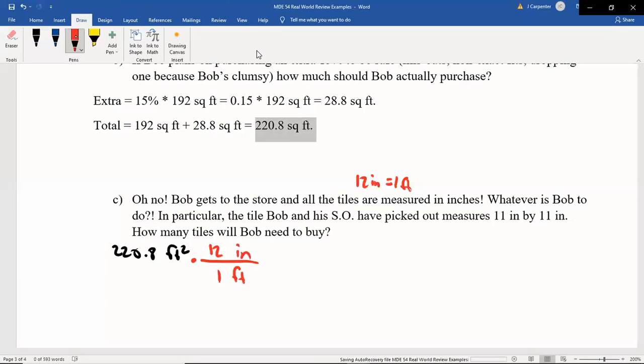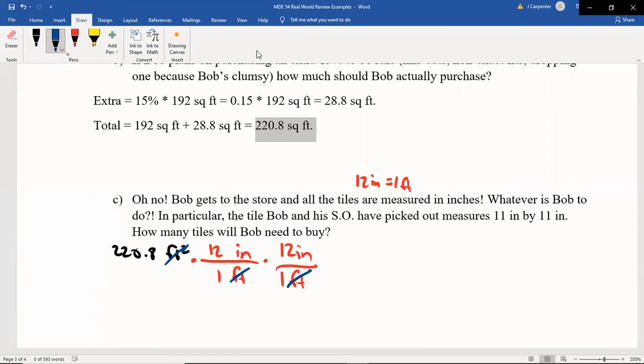So if you do the math here, you multiply the 220.8 by 12, you'll get a number, but it's not going to be good enough because feet squared is not going to cancel feet. Feet is only going to cancel with one of the feet squared. So we have to do that multiplier twice. We have to multiply by 12 inches over 1 foot. Again, if we were dealing with cubic units, there'd be 3 of these. So then that second foot in the bottom will cancel with the second foot in the top.